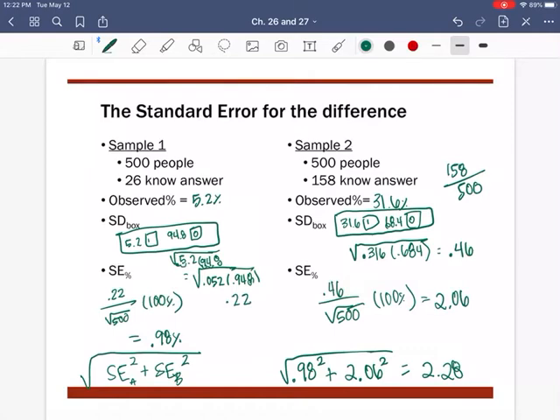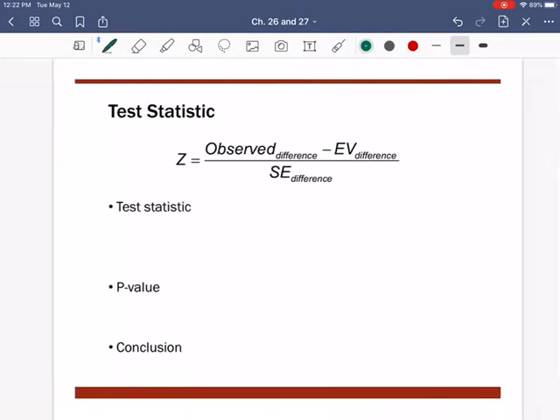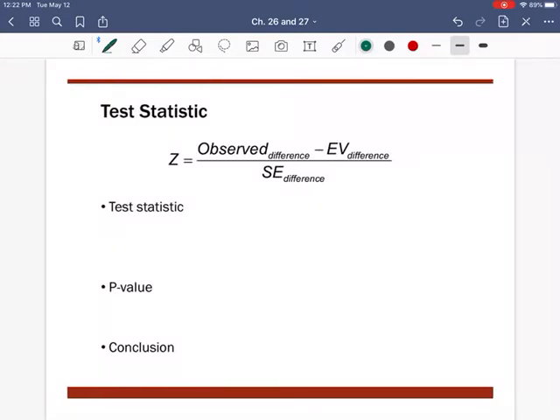And this is called the standard error difference. What was it? 2.28? Because it's the two samples combined. So it's the difference between the two samples. That's what we're looking at. So this is our standard error.